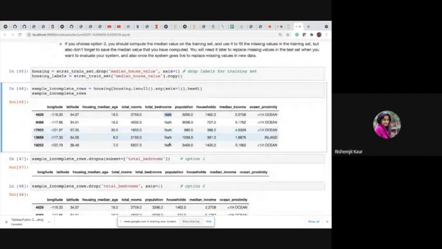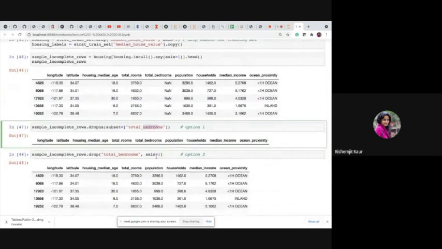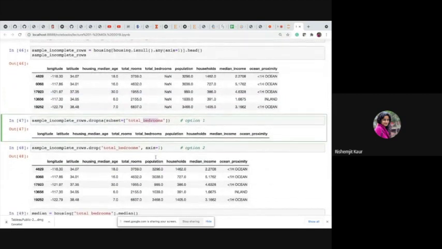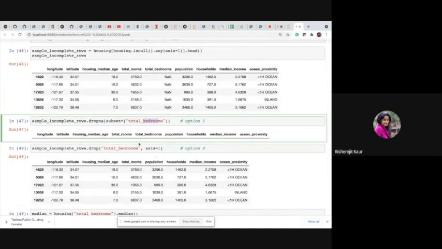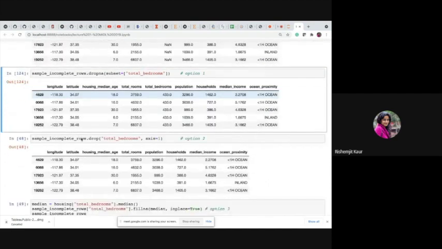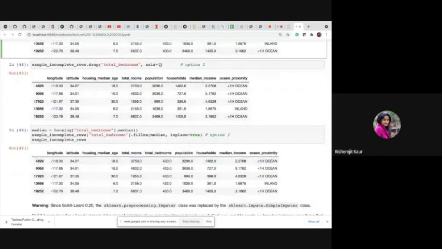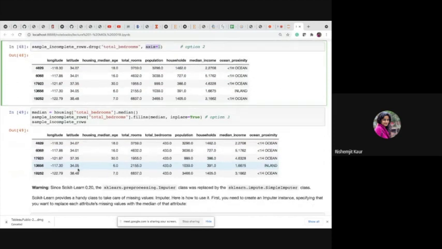So let's say option number one, we decide to completely drop the total number of bedrooms, and similarly we decide to drop the rows itself. The purpose here is to show you that it is not very difficult, in the sense that using Python, it is only a matter of one line where we write dropna, and we tell it the column on the basis of which we want to drop, right? Or if we set the axis equal to 1, it will drop the rows, not the columns.